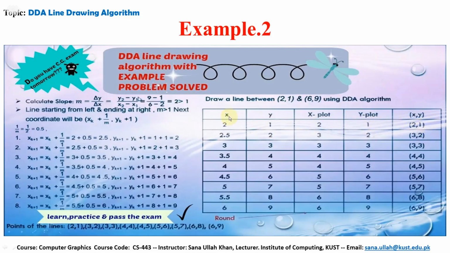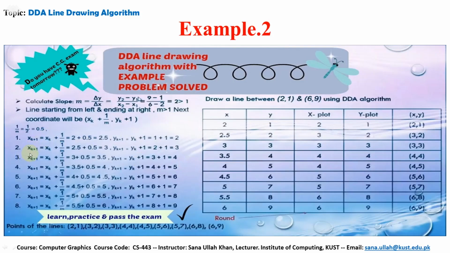So the x value will be increased with the slope value. So xk means the x previous value, which is 2, plus 1 over m, which is 0.5. So 2 plus 0.5 becomes 2.5. Then rounding it, it becomes 3. X will be plotted 3 and y will be increased with the unit interval. So yk plus 1, the y previous value, which is equal to 1, 1 plus 1 is equal to 2. Then it will be plotted 3, 2 and the final coordinates will become 3 comma 2.